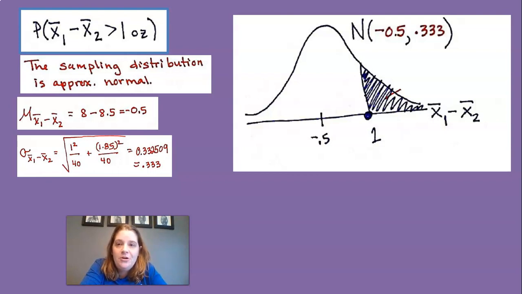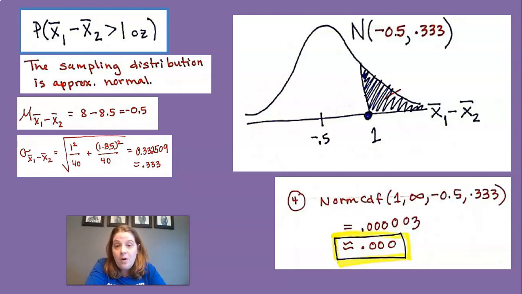Okay, so I've got my normal curve. I've got it labeled, mean, standard deviation. If the mean is negative 0.5, then 1's going to be over here to the right of that somewhere. Okay, and I'm looking for greater than 1, so we want the right side. Now use normal CDF, 1 to infinity. And remember in your calculator, you may need to type in like 10 to the 99th power for infinity, since it doesn't default there.